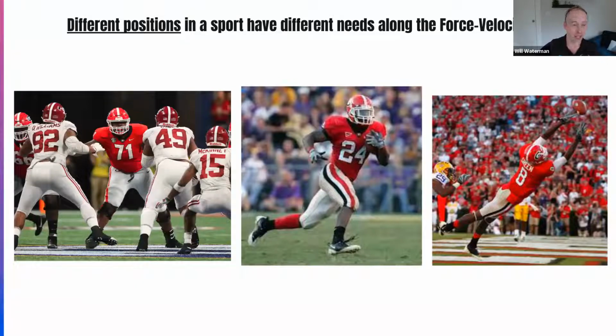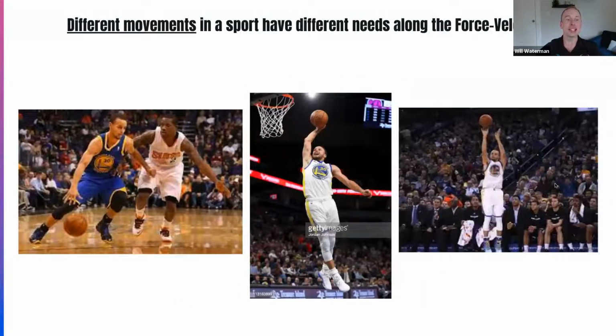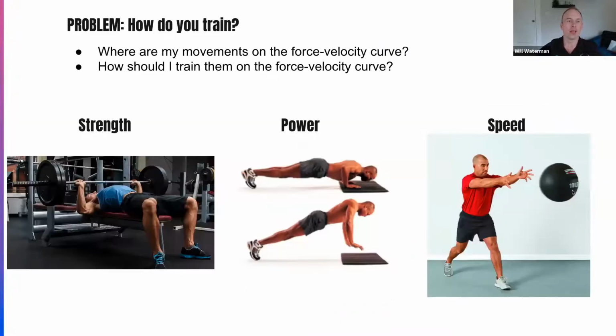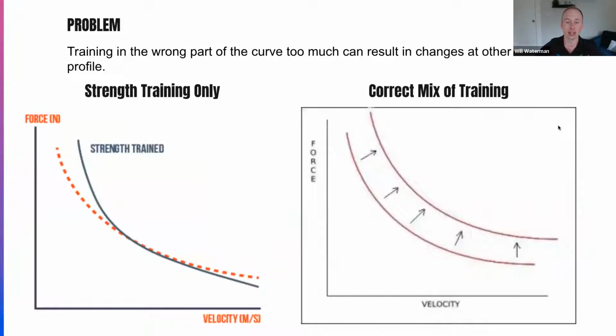But even different positions in different sport or in the same sport have different needs across the force velocity spectrum and across different body areas. And then even different movements in the same position in the same sport have different needs across the force velocity spectrum, right? So, how do we train this? Where do we load people along the force velocity spectrum? Do they need strength, power, or speed? And solving that problem is obviously very complex.